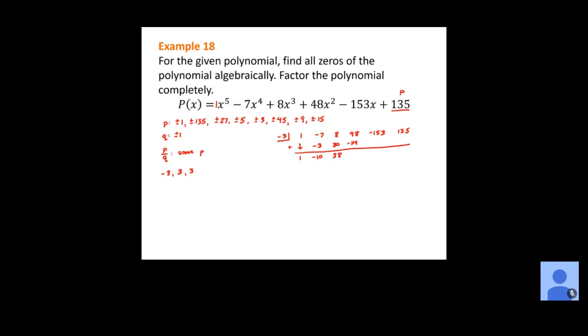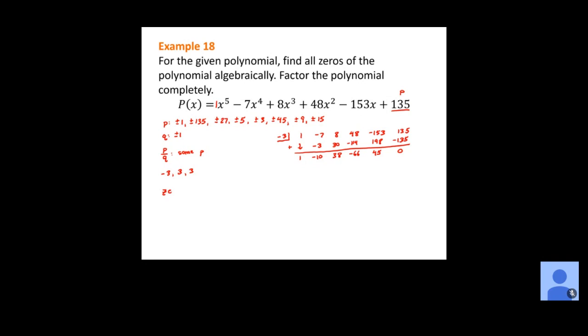48 plus a -114 is going to give us a -66. Multiply that by -3, that should give us +198. When we add that to -153, we should get 45. And now 45 times -3, remember that was one of our factors, 45 and 3, that is going to give us -135. And so we get a remainder of 0 here.